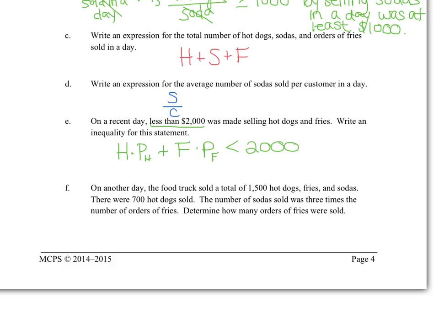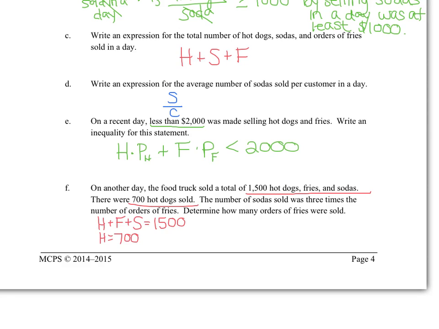Finally, F. On another day, the food truck sold a total of 1,500 hot dogs, fries, and sodas. There were 700 hot dogs sold. So we know that we're selling a total of 1,500 hot dogs, fries, and sodas. So H plus F plus S is going to be equal to 1,500. We also know that there were 700 hot dogs sold. All right, so we know H is going to equal 700.